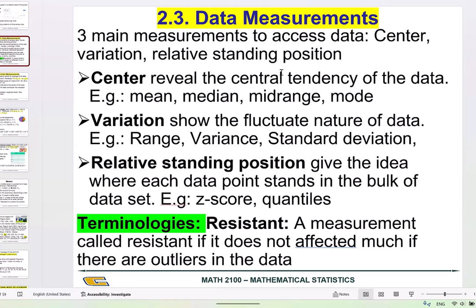As a center, it helps us to learn about the central tendency of the data, like the mean, the median, mid-range, and mode here. So we will see all these concepts in the next couple of slides.